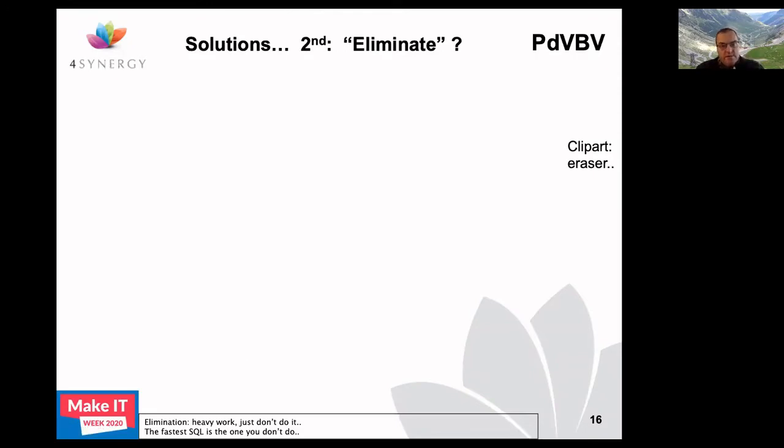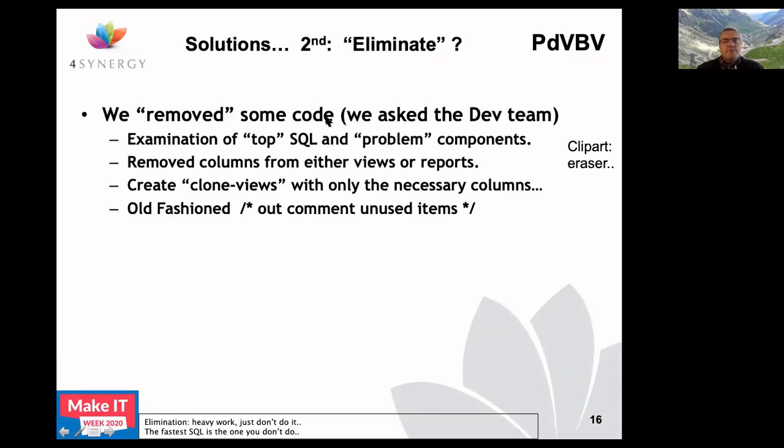What we could do was eliminate unused columns in the views. Remember, the views have a lot of functions in them. If we comment out the ones that we think we don't need, that saves us calls, it saves us executes. So we examined the top SQL and tried to look at the problem components, and then literally comment columns out of a view. So redefine the view with a nice comment marker in them. Old-fashioned stuff. Try to eliminate code you don't need.